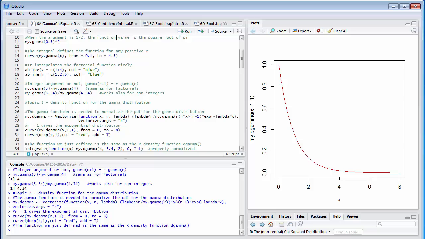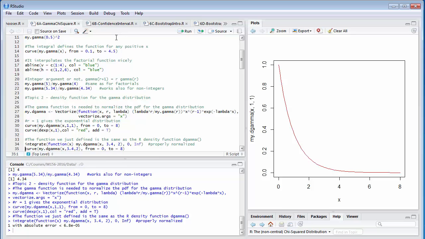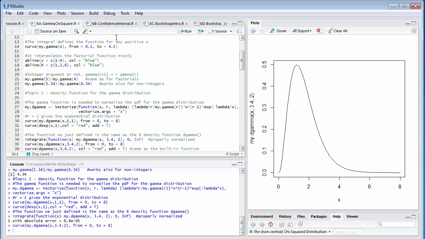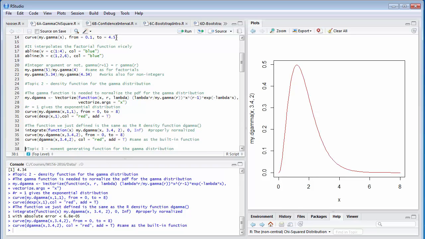I can check that my dgamma is properly normalized. I integrate it from 0 to infinity, and I get 1. I can plot it, and I can plot the built-in dgamma in a different color. Add equal to true puts it on the same plot and overlays my plot. That proves the two functions are the same.